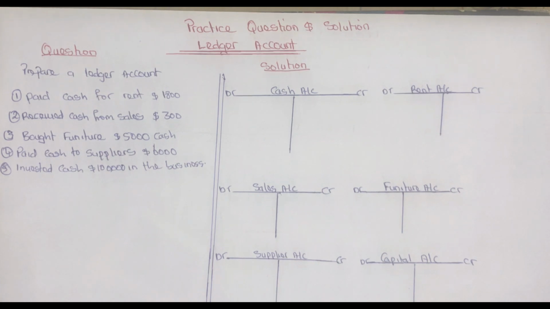So before we start our posting, I want you to understand that the golden rules of accounting are very important to remember when doing your posting. So first of all, you need to understand that you debit all the expenses and the losses, and you credit the incomes and the gains. You debit the receiver and you credit the giver. You debit what comes in and you credit what goes out.